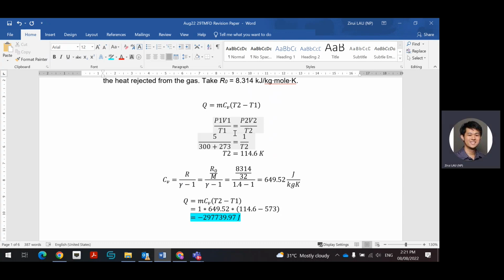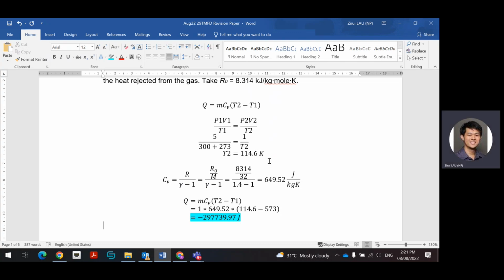The only thing that is not so flexible is the temperature. Temperature, you must always be in Kelvin. If you don't put the temperature in Kelvin, your answer will be wrong. Definitely.